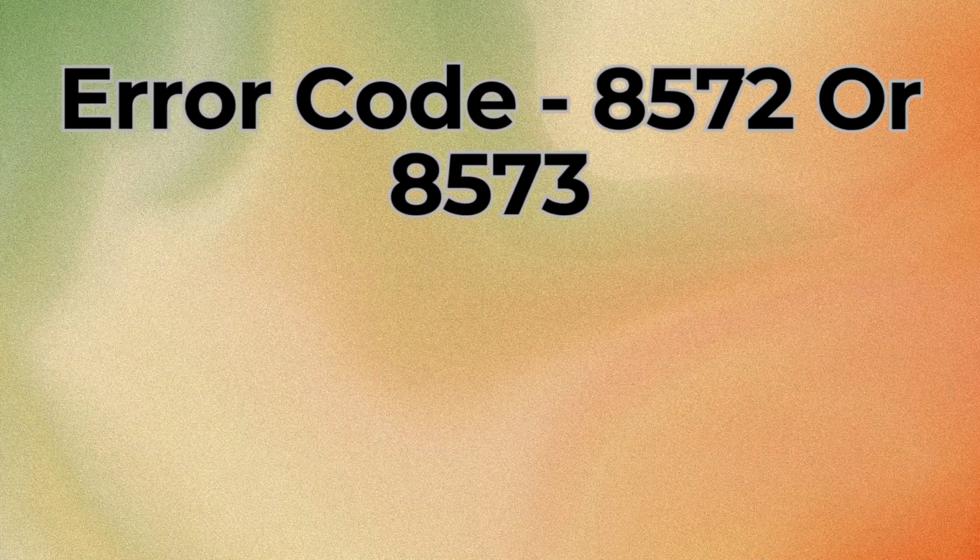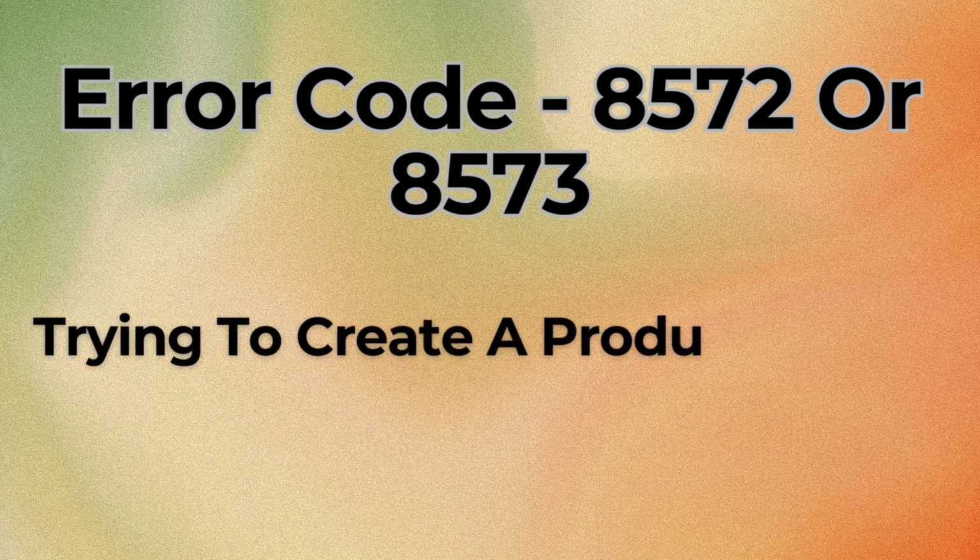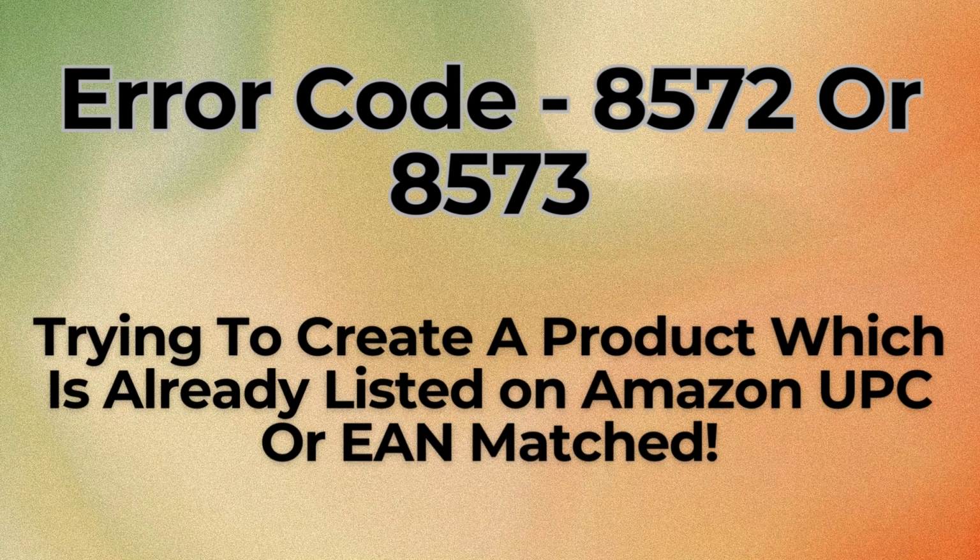The next error code is 8572 or 8573. Trying to create a product which is already listed on Amazon, UPC or EAN. So, what does it mean? When a seller tries to create a listing for products that have already been listed on Amazon with specific IDs, then Amazon shows this error 8572.